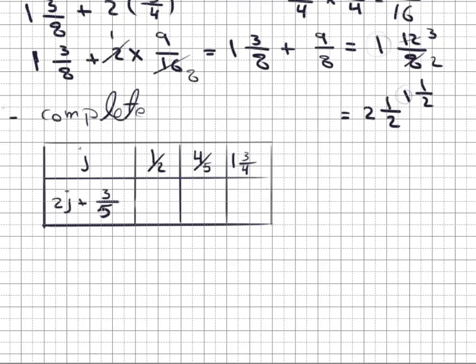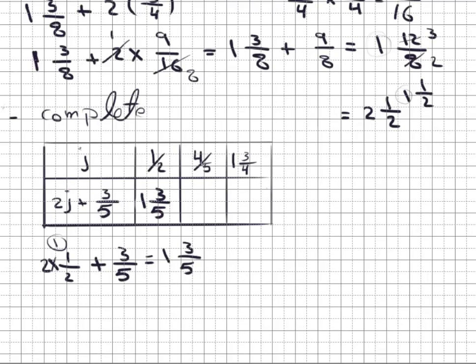From the first one here, he gave us j equals half. This means 2 multiplied by half plus 3 over 5. 2 multiplied by half, the answer is 1. 2 multiplied by 1 is 2, 2 divided by 2, the answer is 1. 1 plus 3 over 5, the answer is 1 and 3 over 5. I'll write here 1 and 3 over 5. Now we'll take another part.